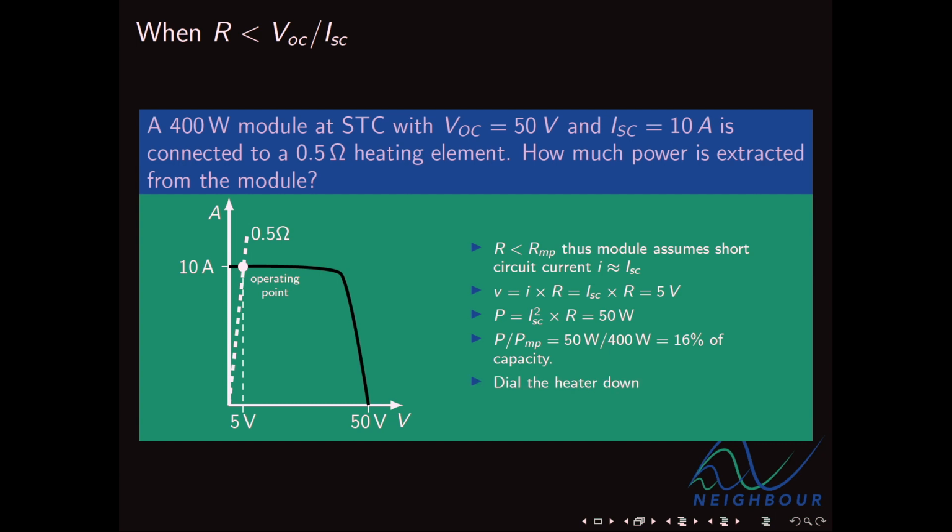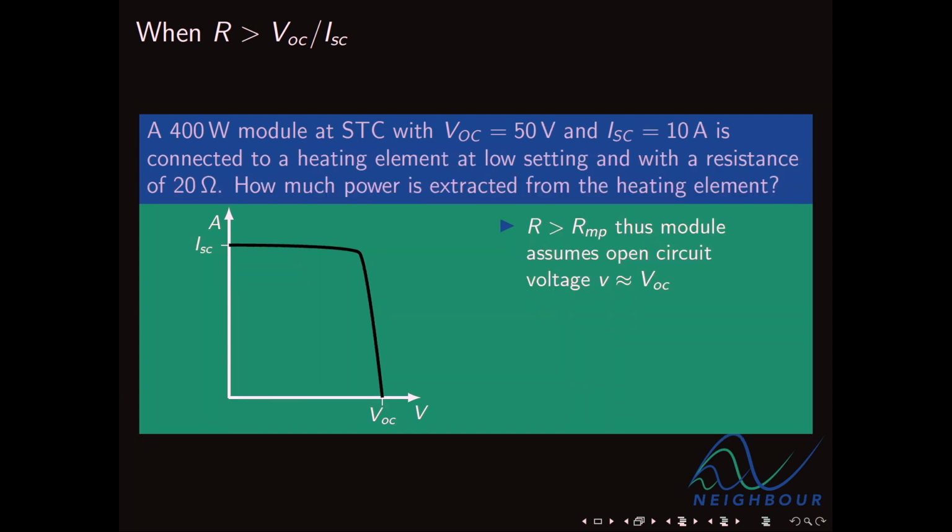The module is capable of 400 watts. All we have to do is just dial that heater down, which may seem counterintuitive. So right now the heater is at a very high setting. What we actually do is bring it down to a medium or a low setting. And the reason is that doing that will get the heater's resistance closer to 5 ohms, which will allow the module to put out 400 watts.